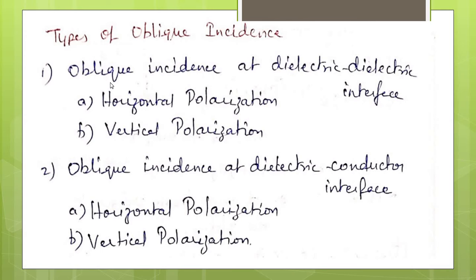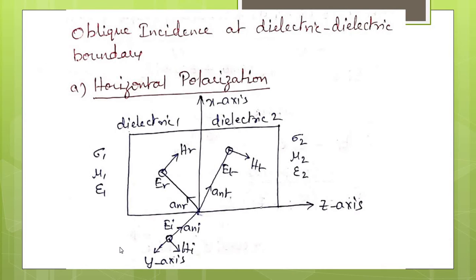We need to solve the oblique incidence at a dielectric interface for horizontal polarization and vertical polarization. Next, oblique incidence is to be done for a dielectric-conductor interface for horizontal and vertical polarization. In today's session, we'll see the oblique incidence at a dielectric boundary or interface.